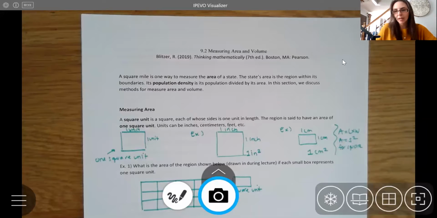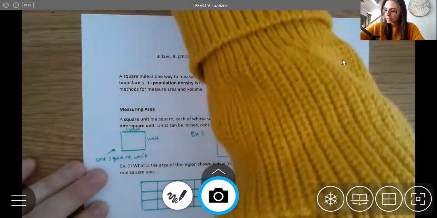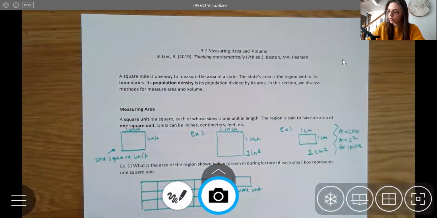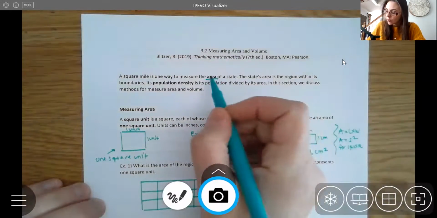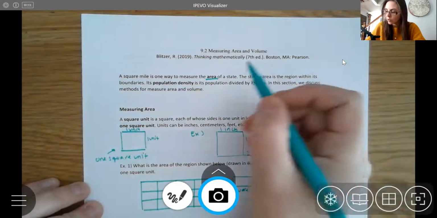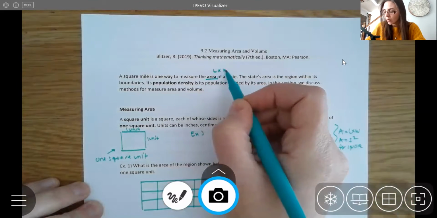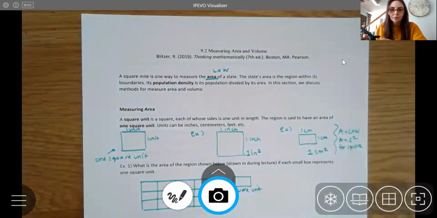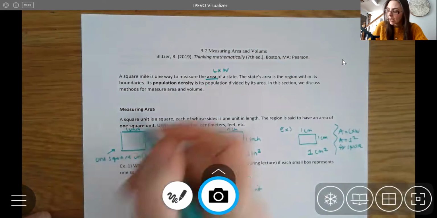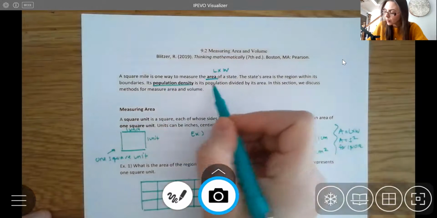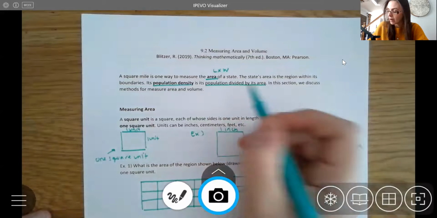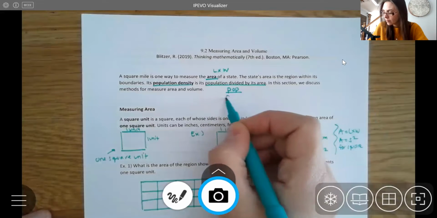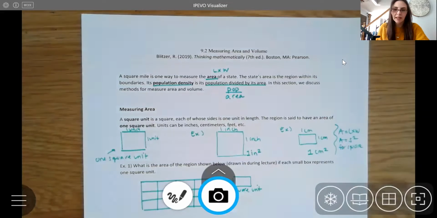Everyone, we're going to continue with measuring here and start looking at 2 and 3 dimensions. So things like area and volume. For instance, a square mile is one way to measure the area of a state. So your area is 2 dimensions, okay? You usually have a length and a width here if we're talking about a rectangle. So the state's area is the region within its boundaries. Now, its population density is its population divided by its area. And we'll see an example like that later.